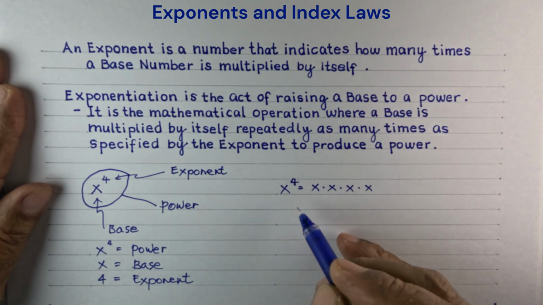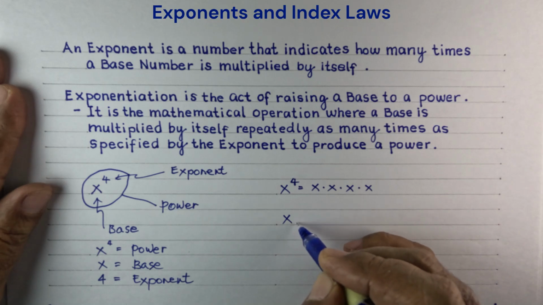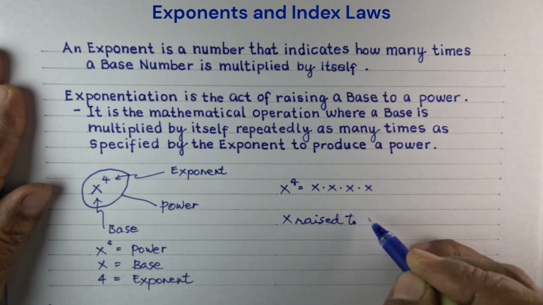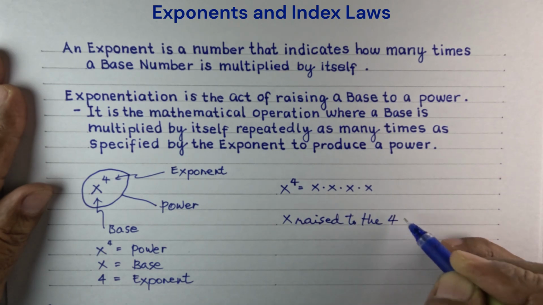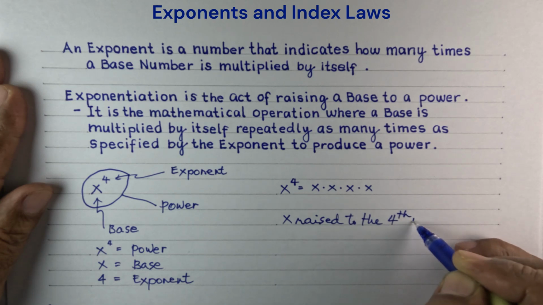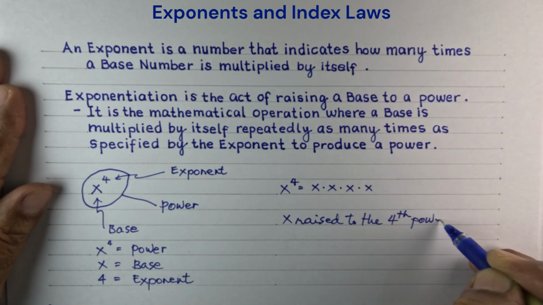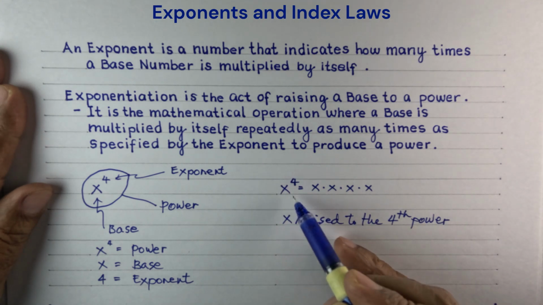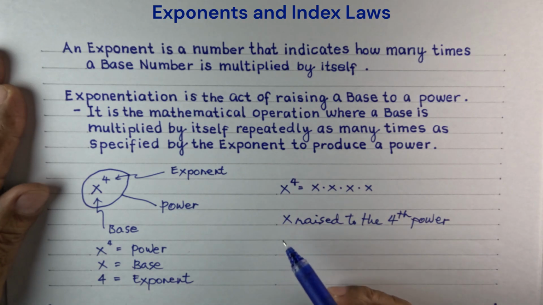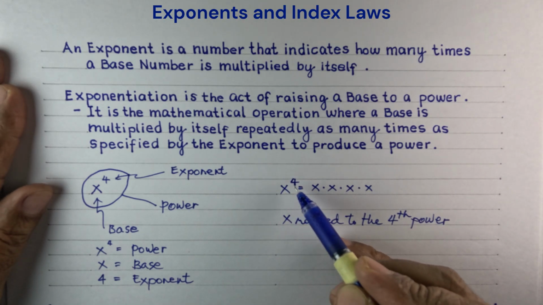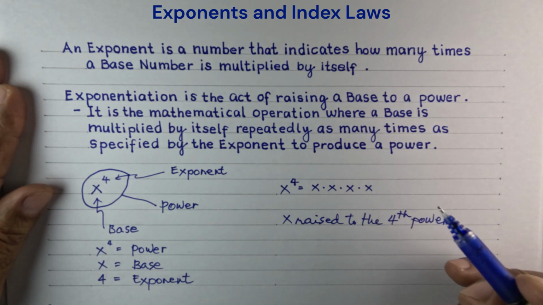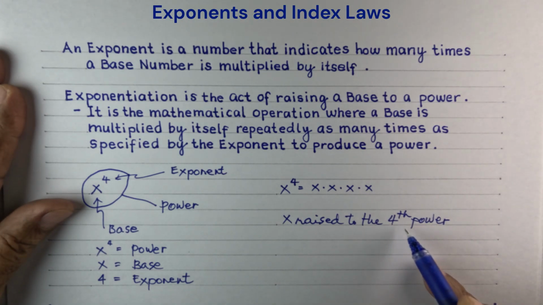Now, x raised to the fourth power. This is the standard way of reading this expression. We can also read this as x to the fourth power, or x to the fourth, or x to the power of 4.